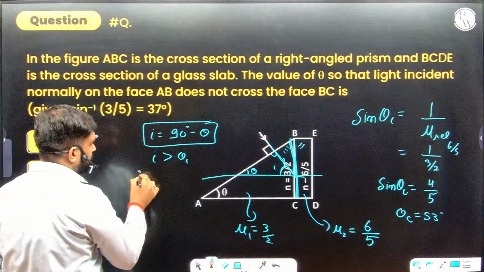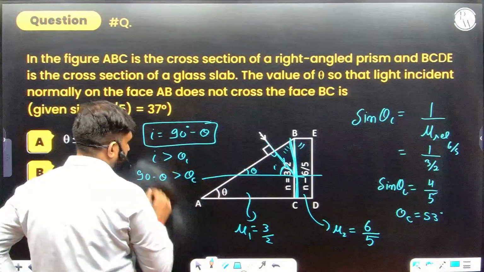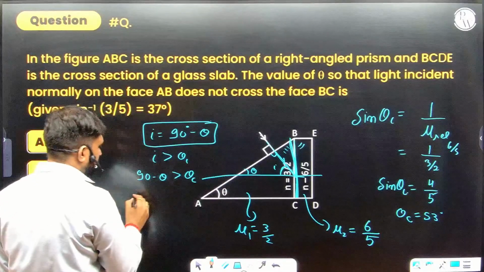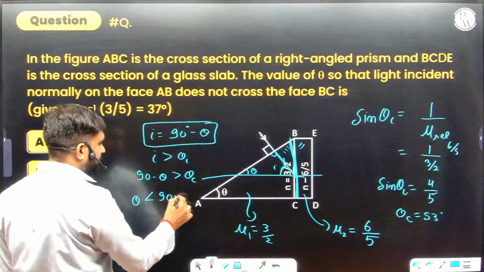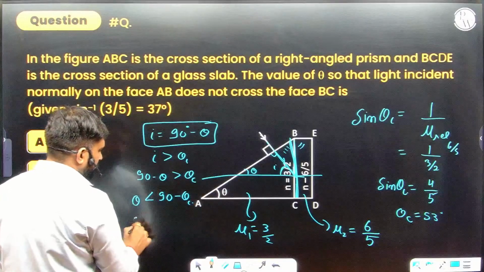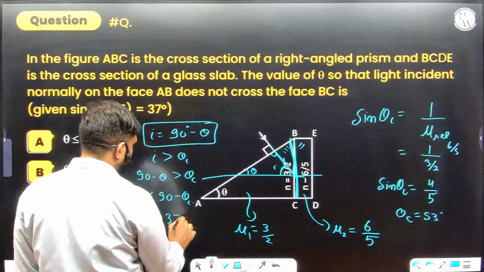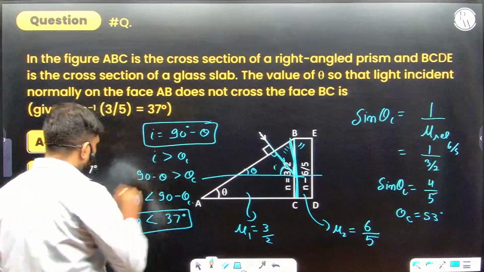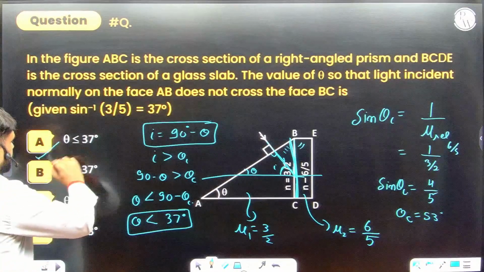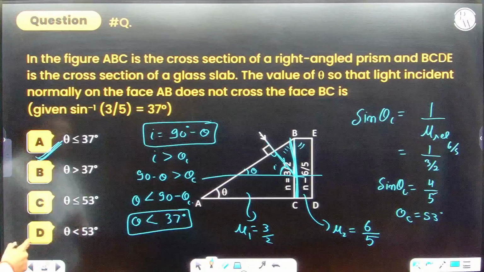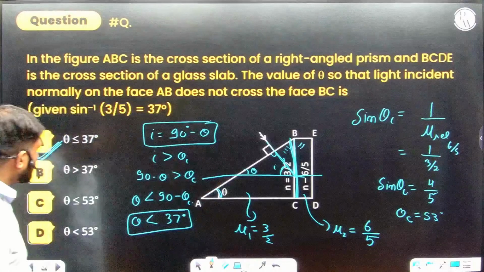Put it, it's 90 minus theta greater than theta c. Take the theta on one side and theta c on the other side. So it becomes theta should be less than or equal to 90 minus theta c. And 90 minus theta c will be what? 37. So theta should be less than or equal to 37 degrees. If that is true, the angle of prism is like that, then it is definitely going to suffer TIR.